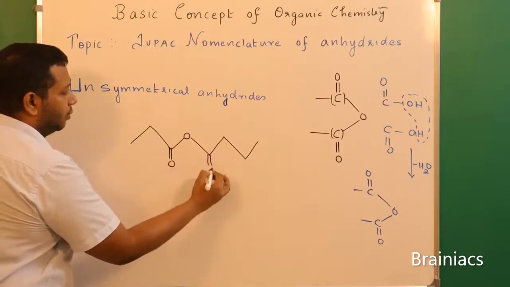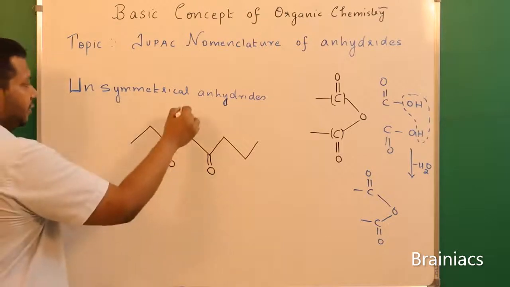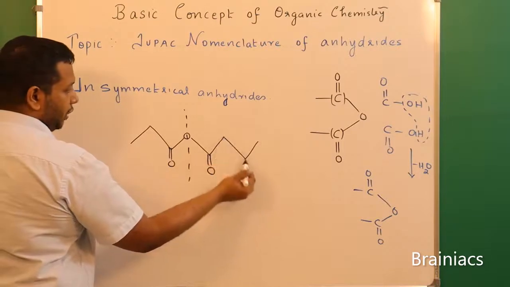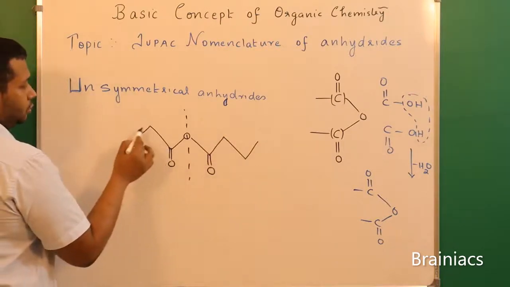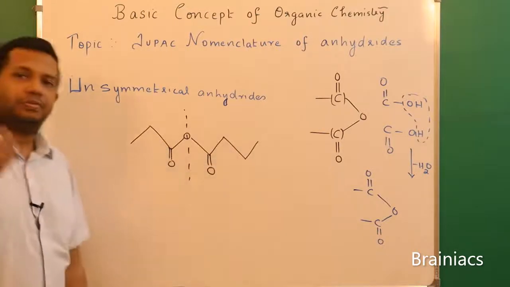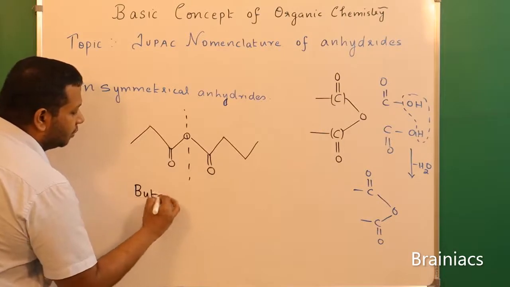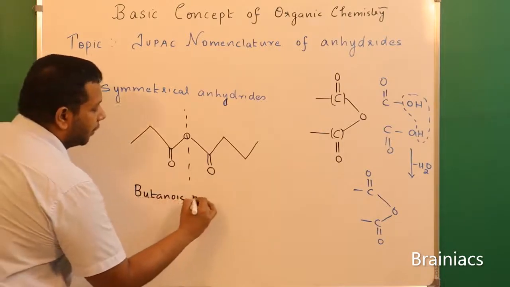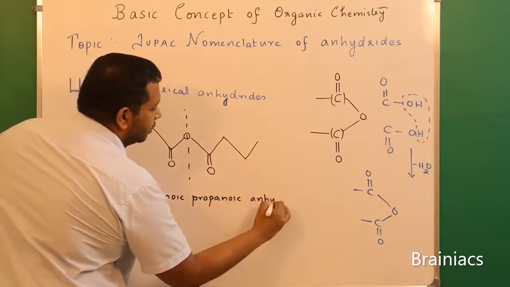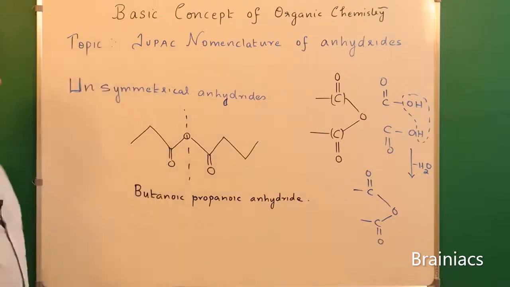So can you name this compound? Here, if you see, this is not a symmetrical anhydride. I am counting the carbon atoms: 1, 2, 3, 4. Here 4 are there. Here 1, 2, 3, 3 are there. So there is butane and there is prop. Who will come first alphabetically? Butane. So I can say butanoic propanoic anhydride. So this is the way we usually give the IUPAC name for an anhydride.